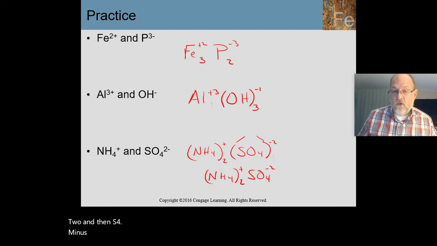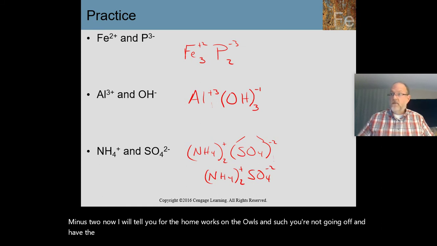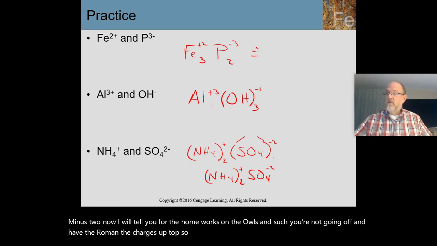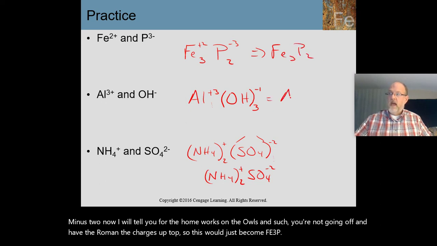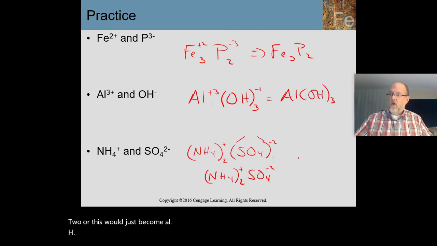Now, I will tell you for the homeworks on the owls and such, you're not going to often have the charges up top. So this would just become Fe3P2, or this would just become AlOH3, or this would just become NH4 parentheses 2 SO4 without the charges.